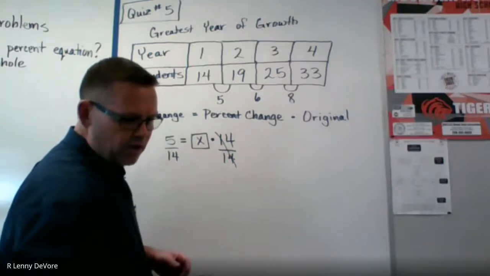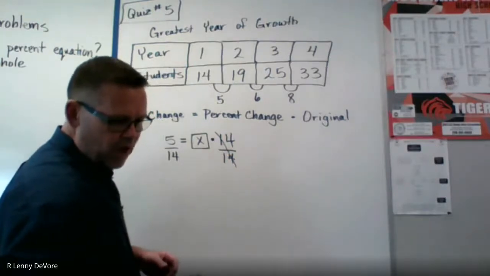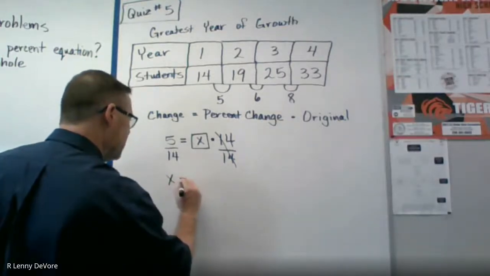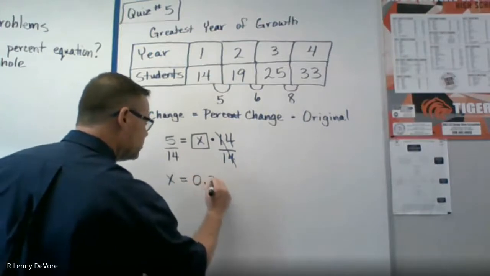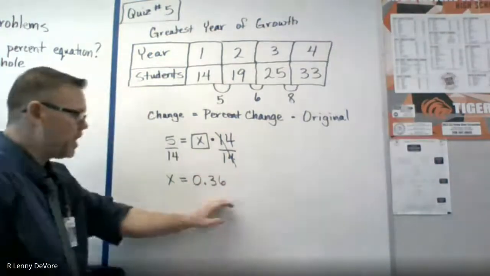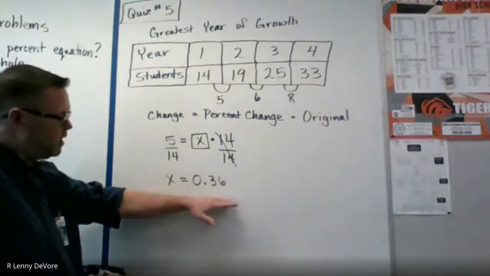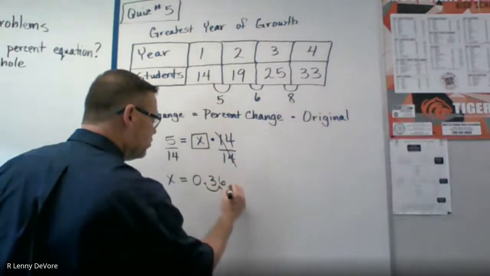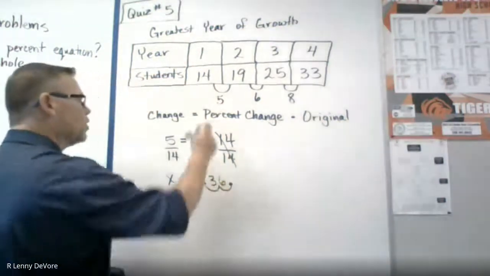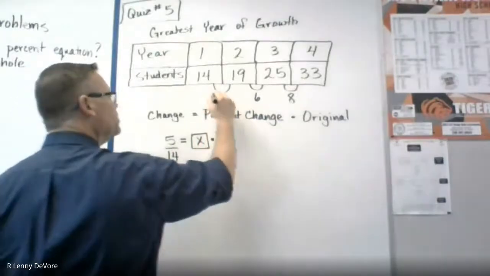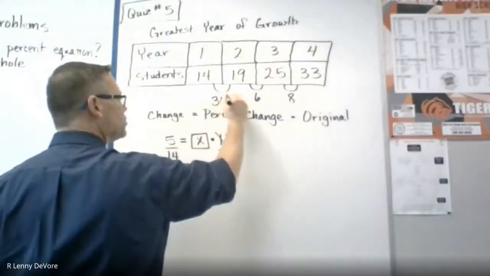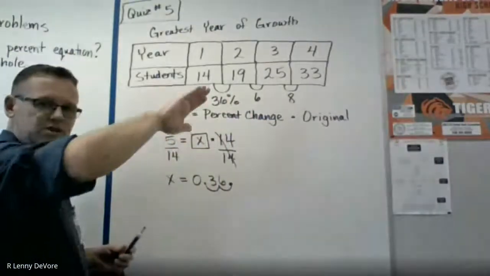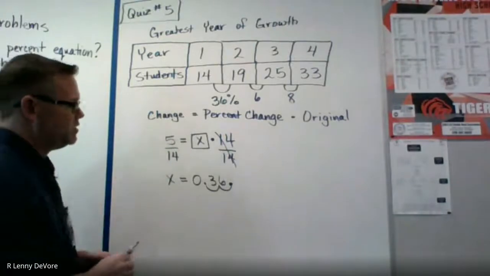And what we find out is that x would equal 0.36. Now, what we have to understand is this is a decimal amount. We need to change this into a percent. So we multiply it by 100 or we move it over 2 decimal places. So in other words, in this year here, there is a 36% change. A 36% growth from 14 to 19 students.